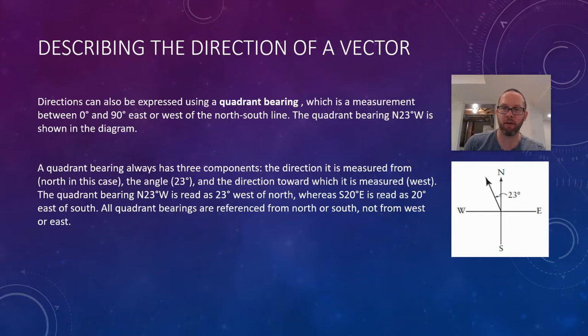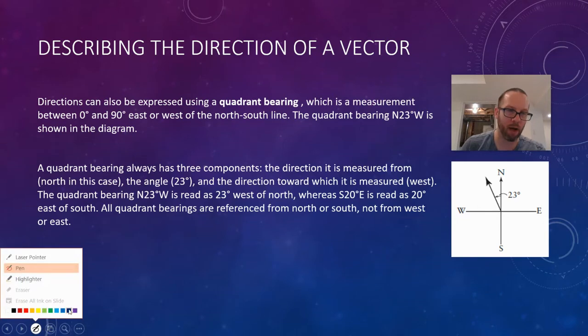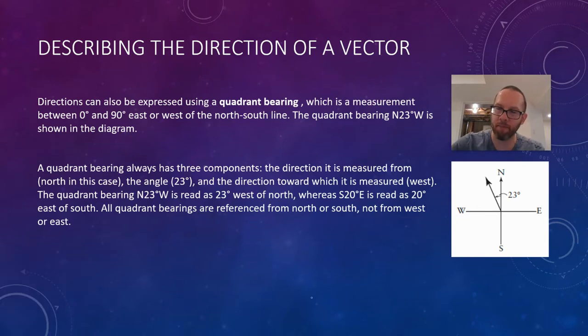South 20 degrees east is 20 degrees east of south. I can add that to my diagram here. South 20 degrees east means from south, go 20 degrees to the east. It'd almost be opposite to this one. So from south, 20 degrees east, that would be that direction here.